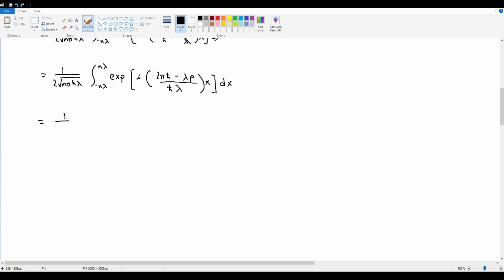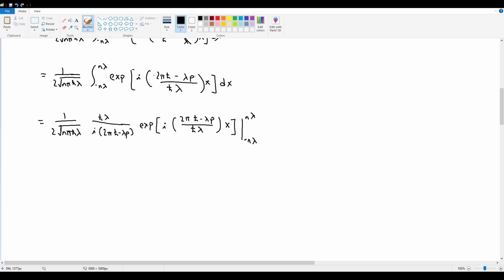This is going to equal 1 over 2 square root n pi h bar lambda multiplied by our complex exponential, but also the reverse of this fraction. So we're going to get h bar lambda over i times 2 pi h bar minus lambda p, and then multiplied by our complex exponential, i 2 pi h bar minus lambda p over h bar lambda, x evaluated from negative n lambda to positive n lambda like this.